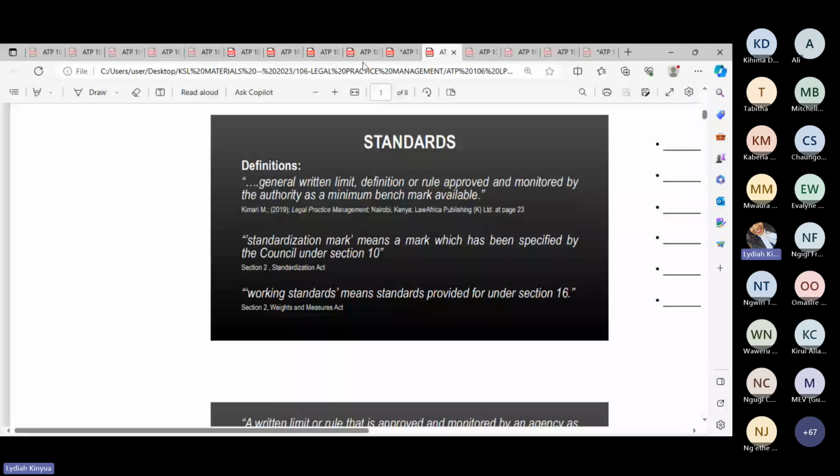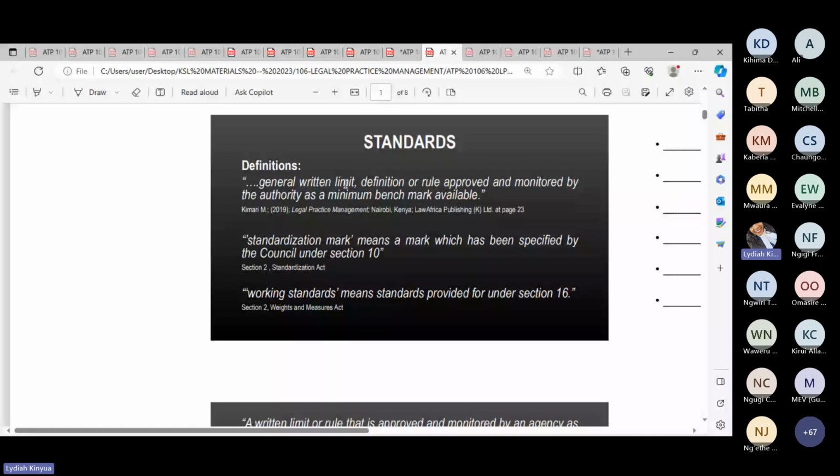So we discuss standard policies and procedures and systems. A standard is a written limit, a definition or a rule approved and monitored by an authority as a minimum benchmark available. Like, what's our bare minimum? What can we do over here? What can we not do? Are we allowed to do this? Your bare minimum, that's your standard. Like a limit. We can't go below this point. That's our bare minimum. You will call that a standard.